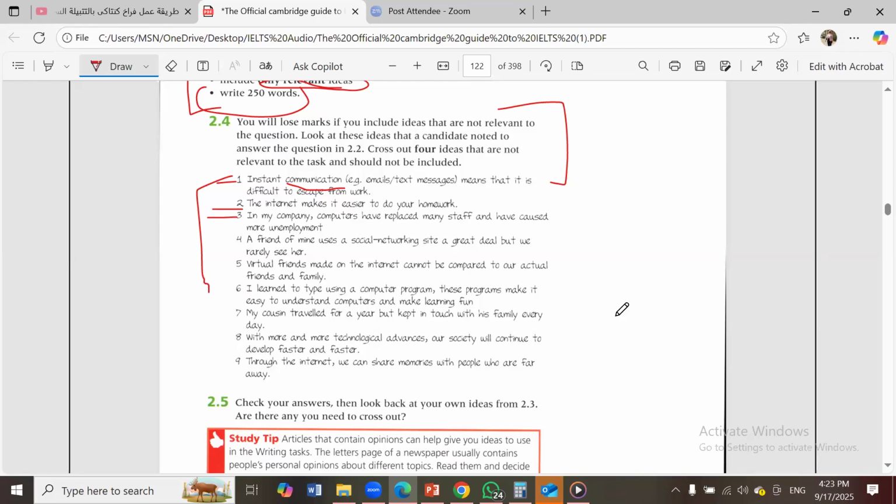So who's here today? Zaina. Zaina, are you here? Yes. Can you read the third one? In my company, computers have replaced many staff and have caused more unemployment.